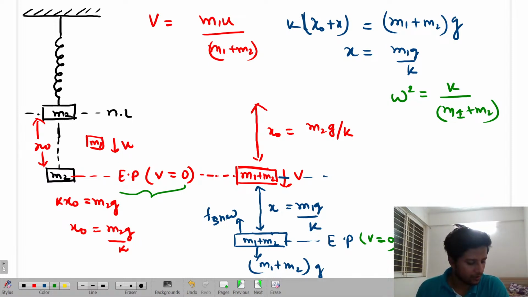Okay. And what will be your amplitude of oscillation? Should we consider over here velocity to be zero? That's the biggest point.